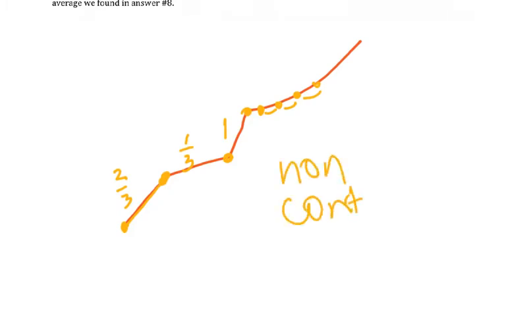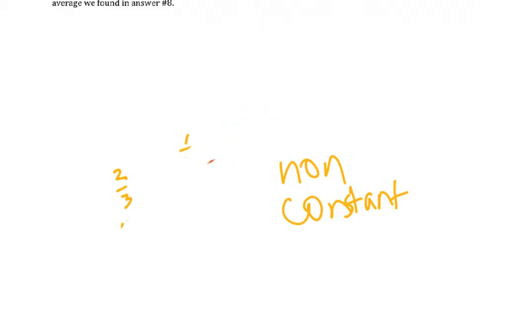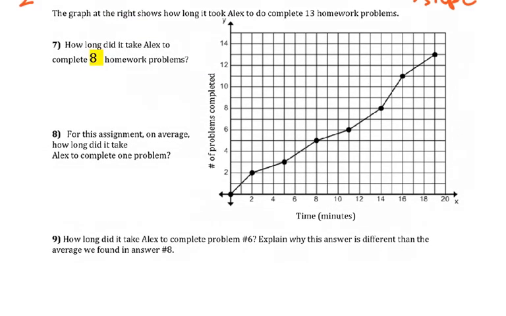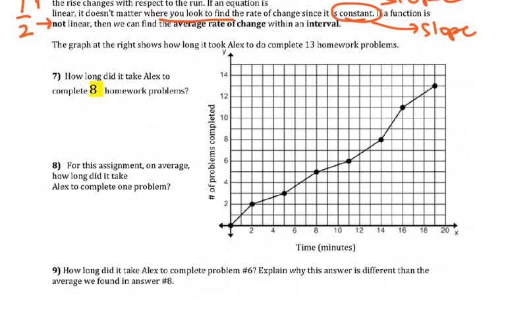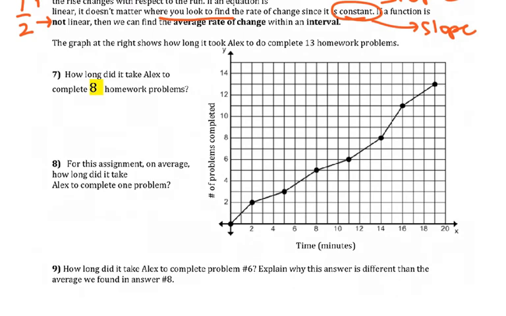So when we have something that is curved, that has a non-constant rate of change, it's not called a slope, it's called a rate of change. We need to make sure that we understand the distinction. When we say slope, we are talking about a linear rate of change that is constant. If we look at this picture, if a function is not linear, we can find the average rate of change within a certain area.